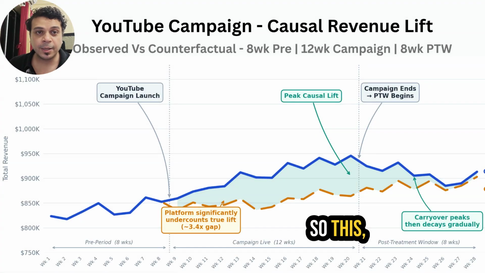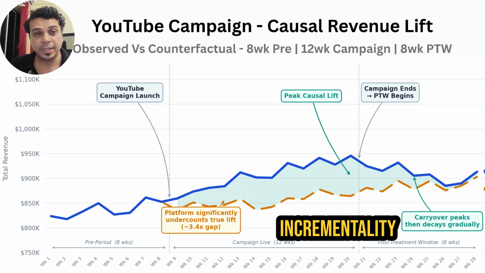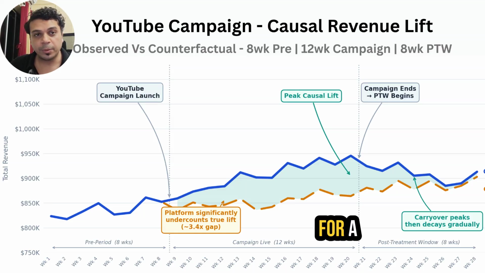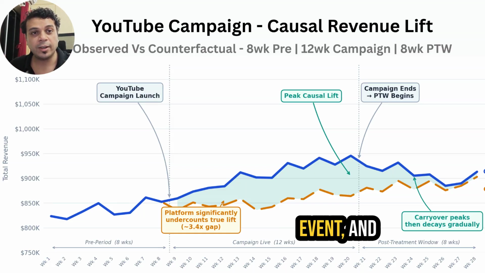This graph is from a recent incrementality test that I'd run on YouTube for a particular brand, and you'll see that it has two dotted lines. It's called causal revenue lift, and these two gray dotted lines represent two different events. Incrementality testing is all about a specific event: you look before and after that event to see how things changed and whether or not you got any lift. The first gray dotted line represents the YouTube campaign launch. The second dotted line represents when the campaign actually ended.